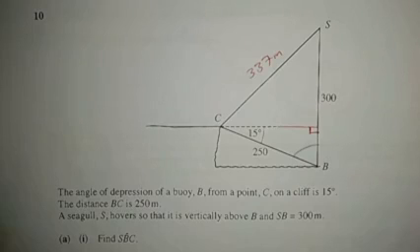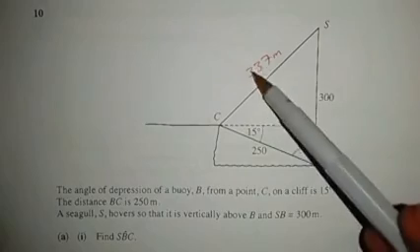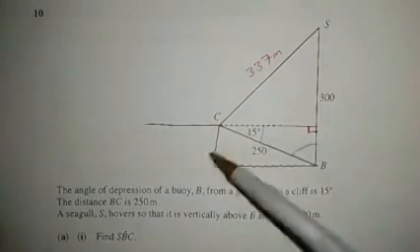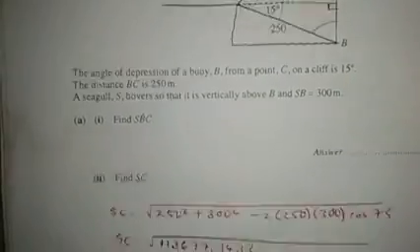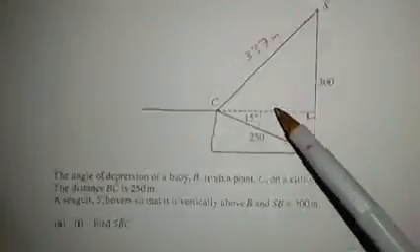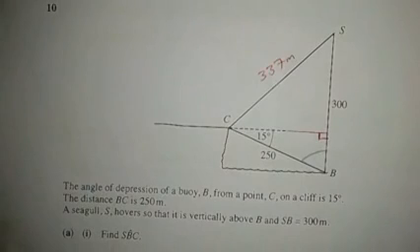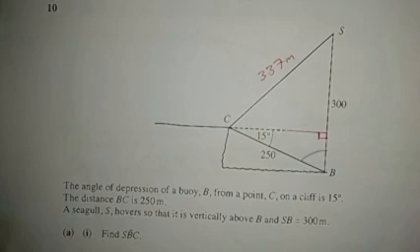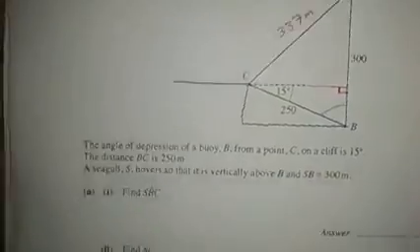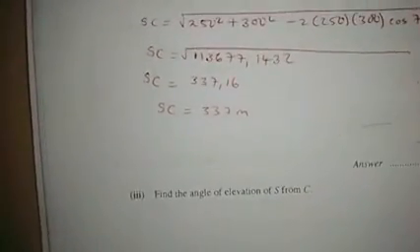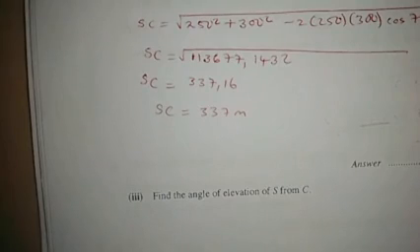So I have written 337, the SC that we have calculated in part 2, on the diagram. Since these questions are connected, it means 337 will help you to find the next answer. So I'm now moving on to part 3. Find the angle of elevation of S from C.